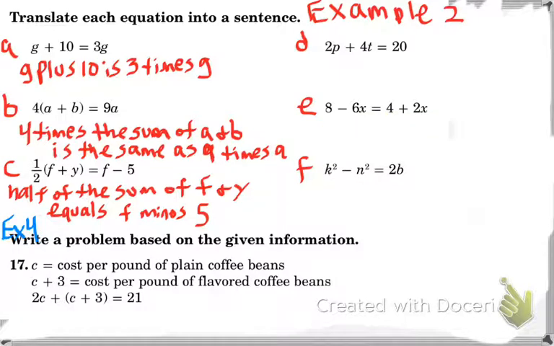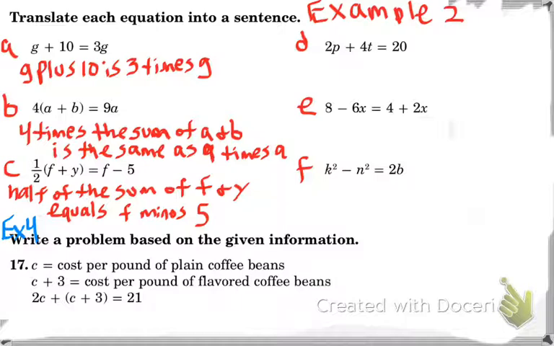Alright, so let's turn our attention down to example 4 at the bottom. The instructions for these types of problems will say something like, write a problem based on the given information. And here, we're given some algebraic relationships. We need to write a problem that would use them. That's what we're doing. So they gave us a legend. This is what you should be doing too.